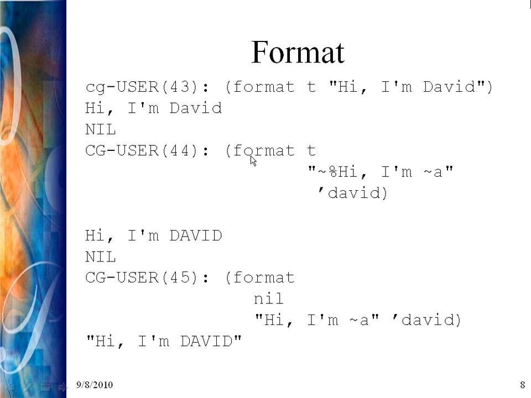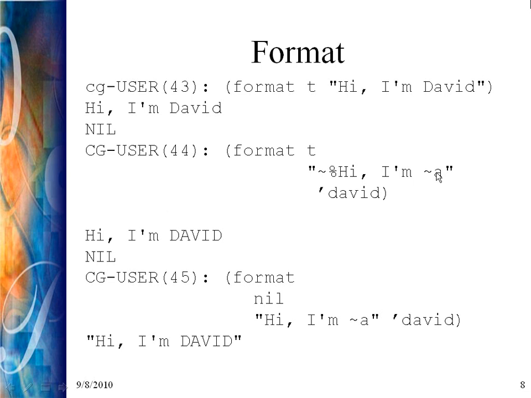Now, in this second case, we have format T, and there are these various characters preceded by a tilde. So we have tilde %, then the word hi, comma, I'm, tilde A. Now, tilde % means put in a new line. Here's the new line. Notice here it started at the beginning of a new line, but there's no blank line above. Tilde % says put in a blank line, and that's what it did.